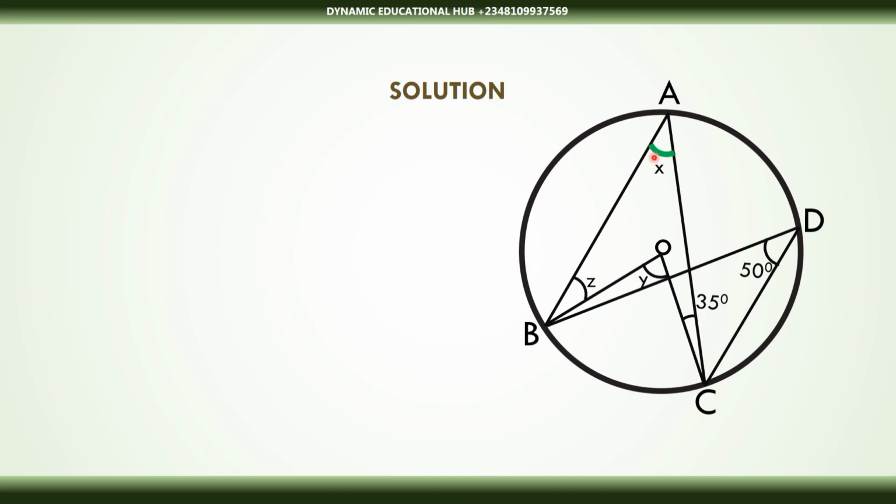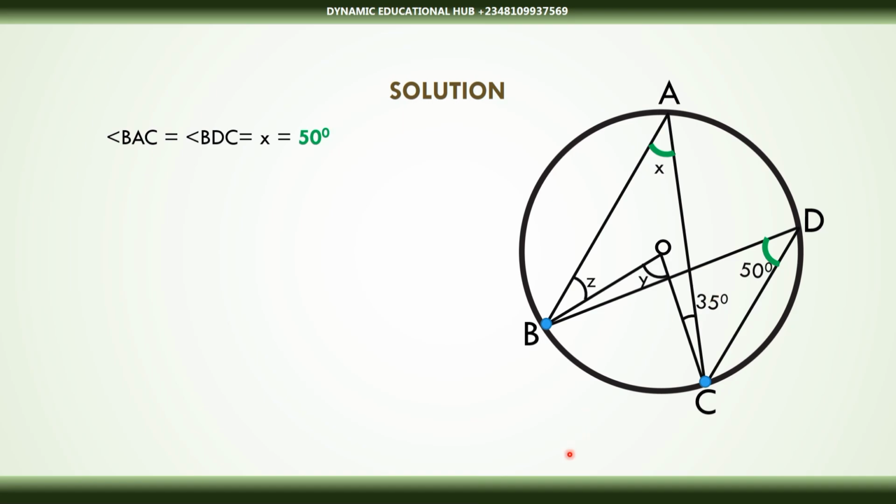Now carefully observe this diagram. You can see that this x will be equal to 50 degrees, which means angle BDC will be the same thing as angle BAC. Why? Just look at these 2 points. An angle is formed at the center, 2 angles are formed at the circumference. So angles in the same segment are equal. So obviously we have our angle BAC is equal to BDC and is equal to x, which is 50 degrees.